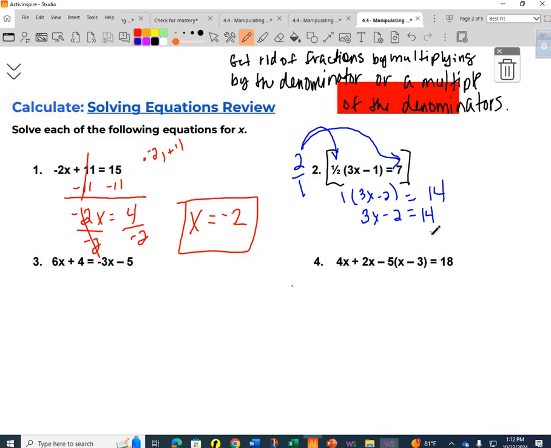Now we have a two-step equation. Looks just like number 1. The x is being multiplied by 3. That x term, we're subtracting 2 from it, so we're going to undo subtracting by adding.